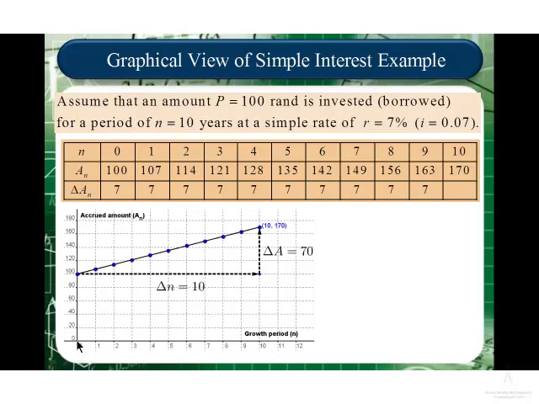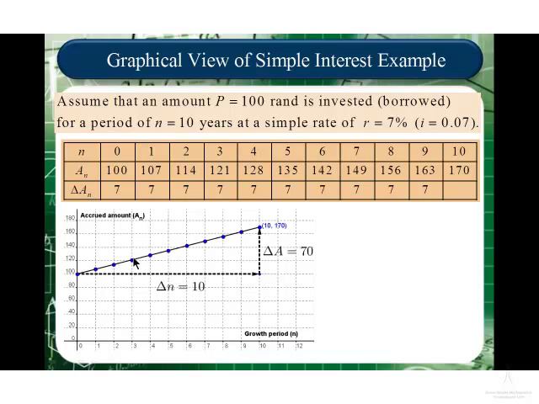Right at the start, for the principal value of 100, at the start of the first interest period, that's where we have a 0 here. If we now represent the number of growth periods on the x-axis or the horizontal axis, and on the vertical axis, or the traditional y-axis, we have the accrued amount, A sub n, represented. So these ordered pairs that we see from our table we can plot as points.